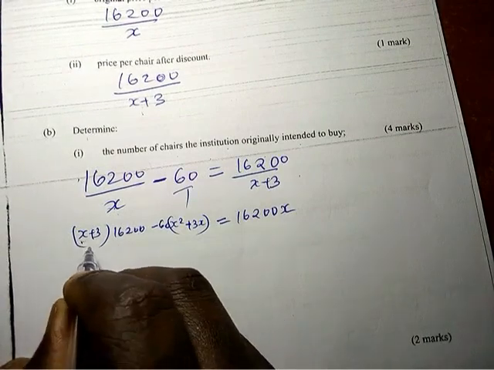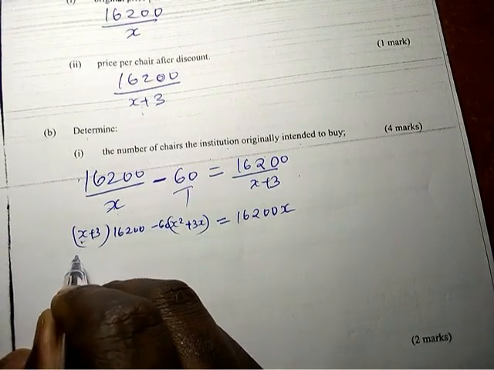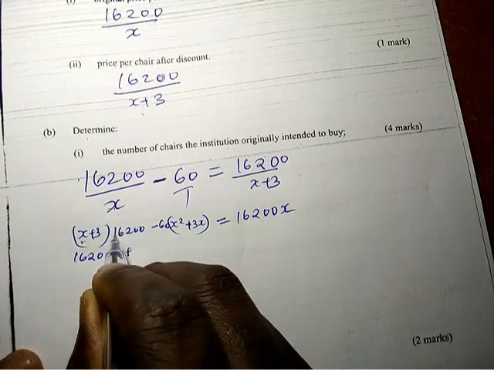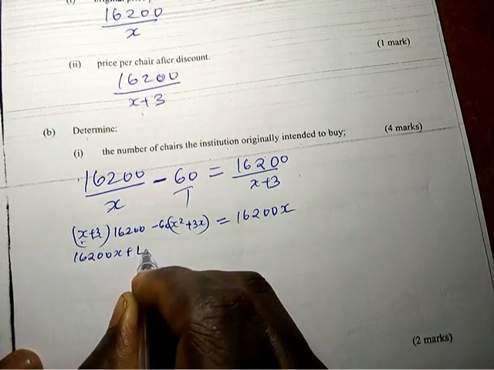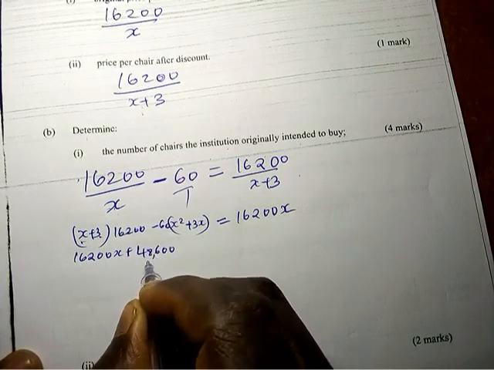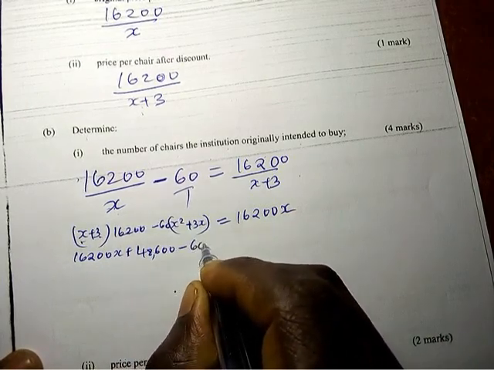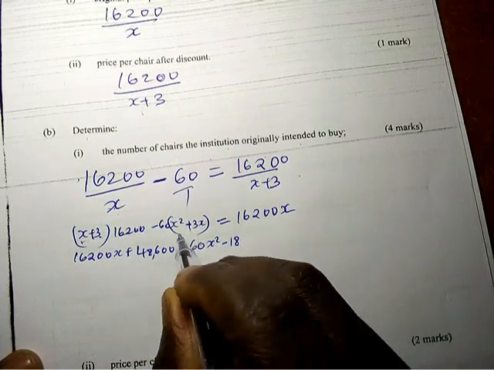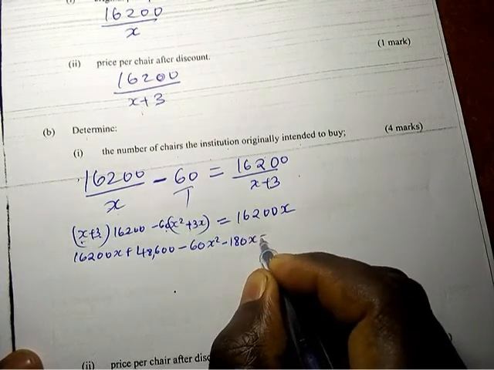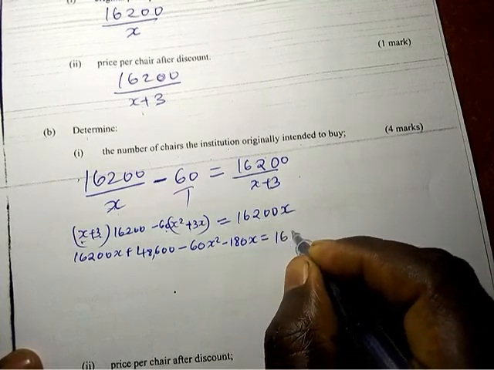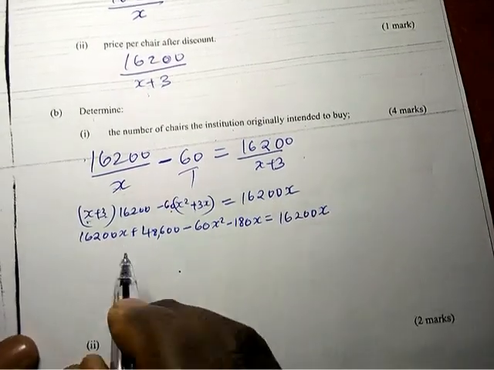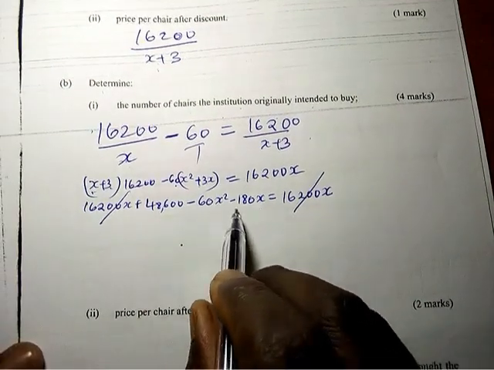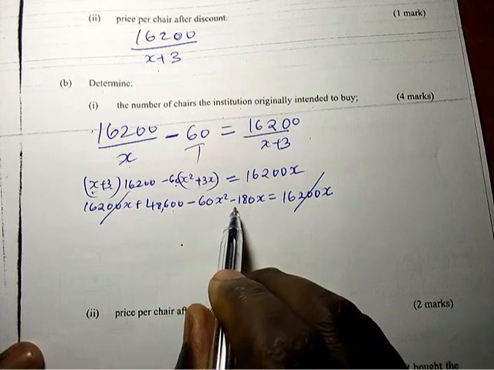If we open this one, we're going to have 16,200X plus this times 3, 48,600 minus 60X squared minus 180X is equal to 16,200X. This and that cancel out.